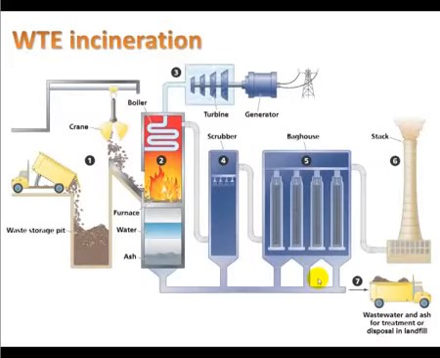Here's a diagram of this setup. We have the waste going into a pit. We have a crane picking up the waste, putting it into the boiler, into the furnace. The furnace is heating it up, and that's heating up water in the boiler. That heated water turns the turbine, turns the generator.